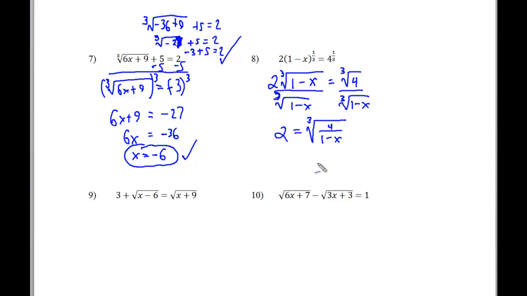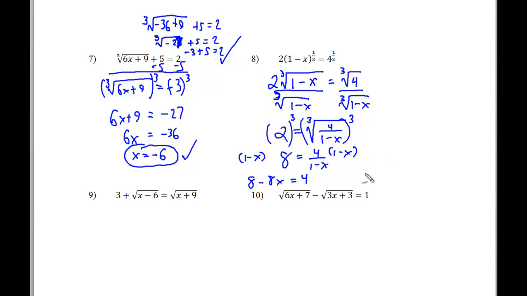Now I can take everything to the third power, which will make my right-hand side just 4 over 1 minus x, and my left-hand side is going to be 2 times 2 times 2, so 8. Now I can use the power of cross multiplication, or rationalizing the denominator, and multiply both sides by 1 minus x, which gives me, on the left-hand side, 8 minus 8x equals 4.